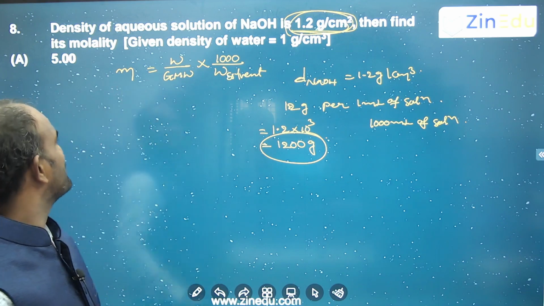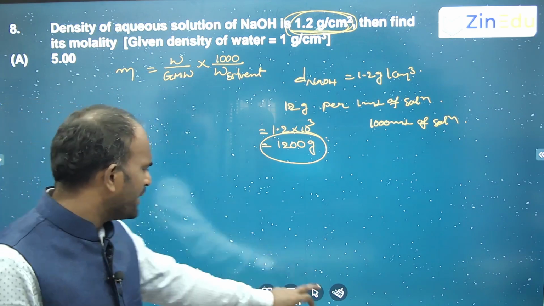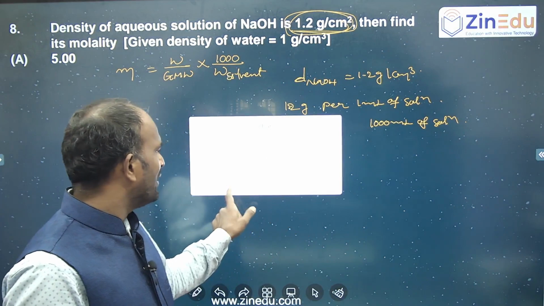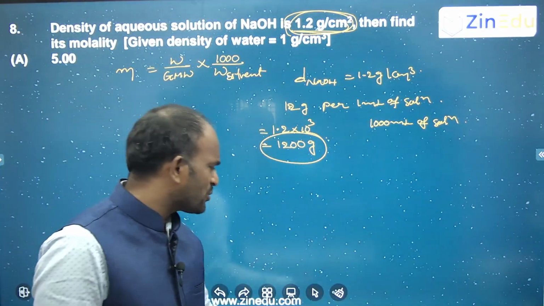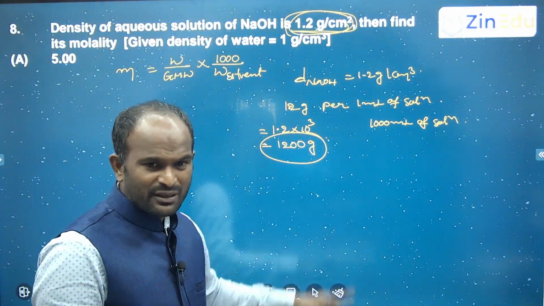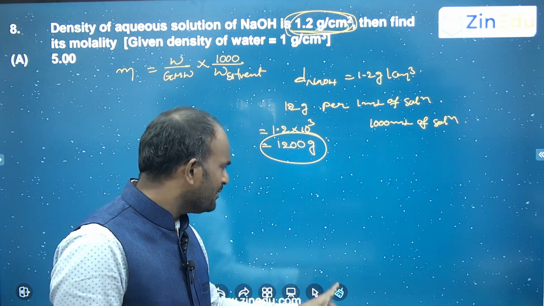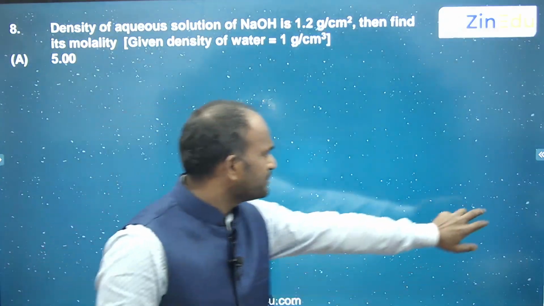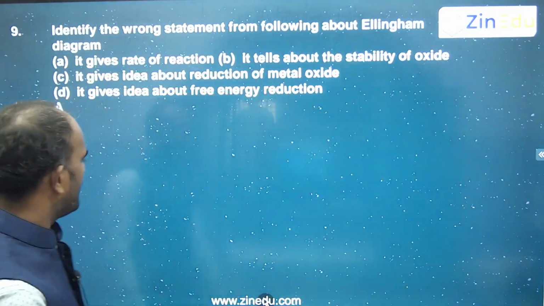Some data is missed here. So now we are not going to deal with this one, because 1200 grams of sodium hydroxide present in 1000 ml is going to be a ridiculous thing. Okay, some data is missed here. We'll go to the next one. Yeah, next.